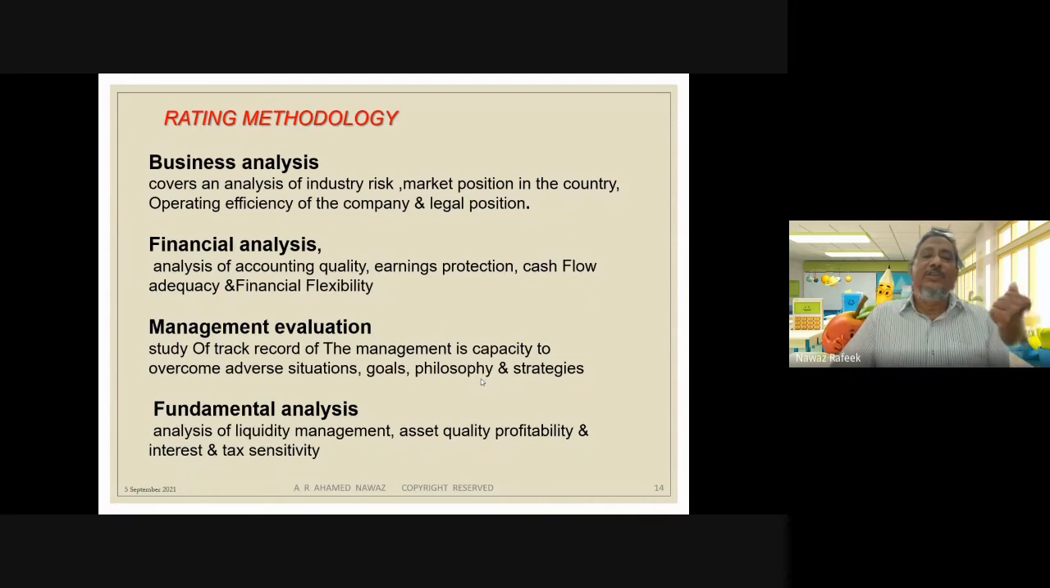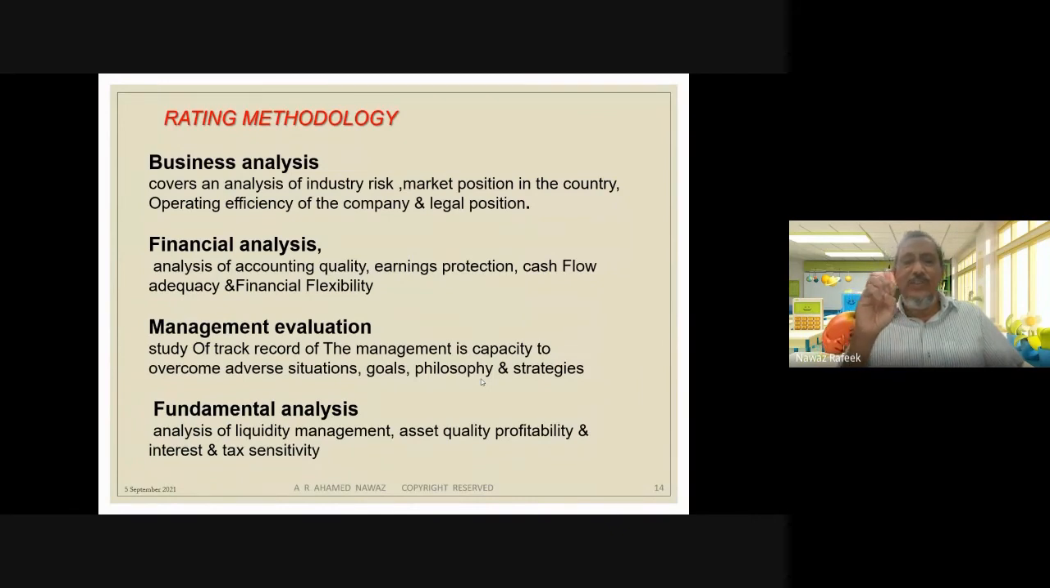The financing will be based on the cash flow position. The management evaluation consists of a study of the track record of the management, its capacity to overcome adverse situations, goals, philosophy and strategies. The management evaluation is a qualitative analysis. Management analysis is a qualitative analysis. That is the management capacity, how they face adverse situations.